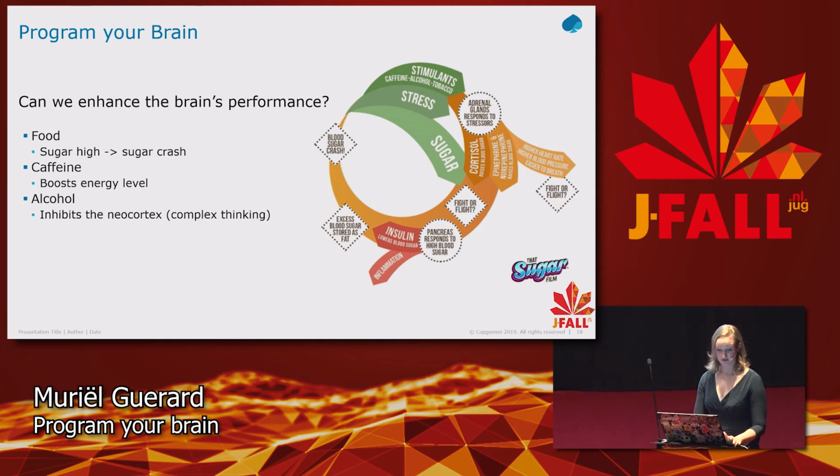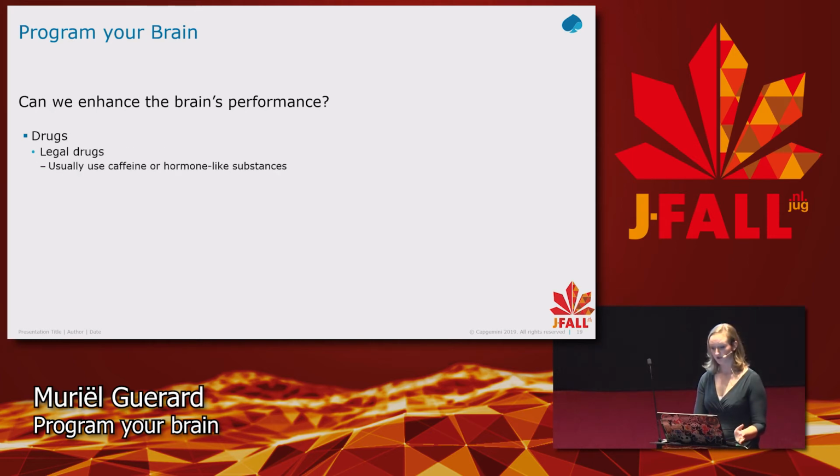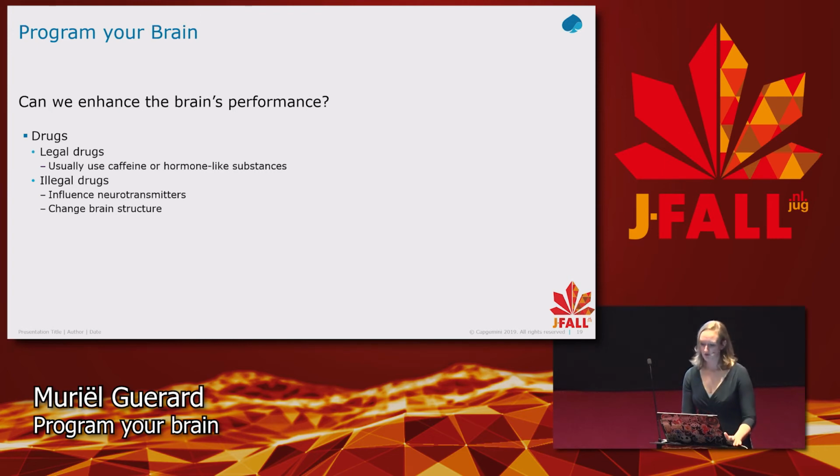Are there other things we can do? Well, there's some legal drugs that claim to boost brain power. Usually they contain hormones or neurotransmitters or caffeine or sugar. Most of them have little to no effect, but they can throw your brain off its natural rhythm, so be careful. Then there's illegal drugs. Most illegal drugs are designed to give you a nice feeling. There's also only one illegal drug that actually boosts brain power, and that's cocaine.